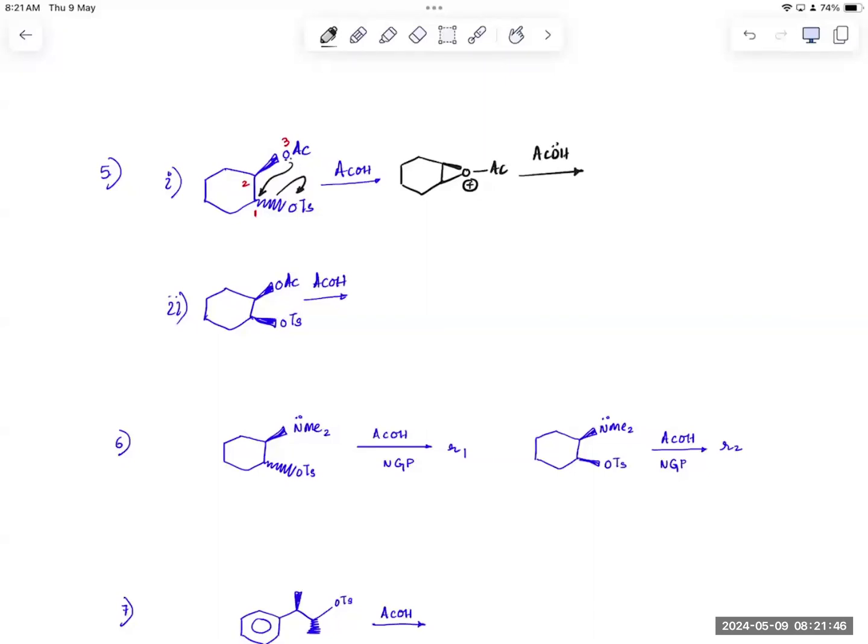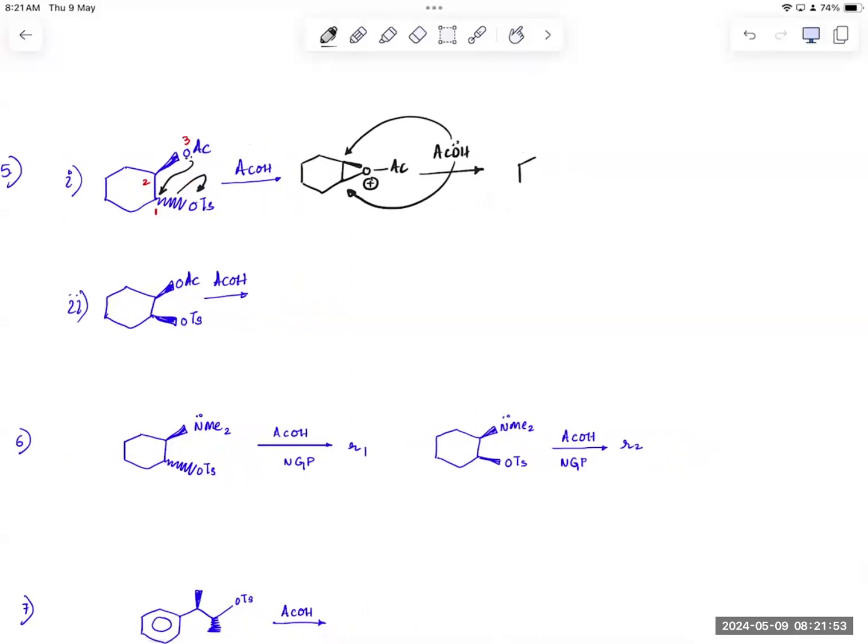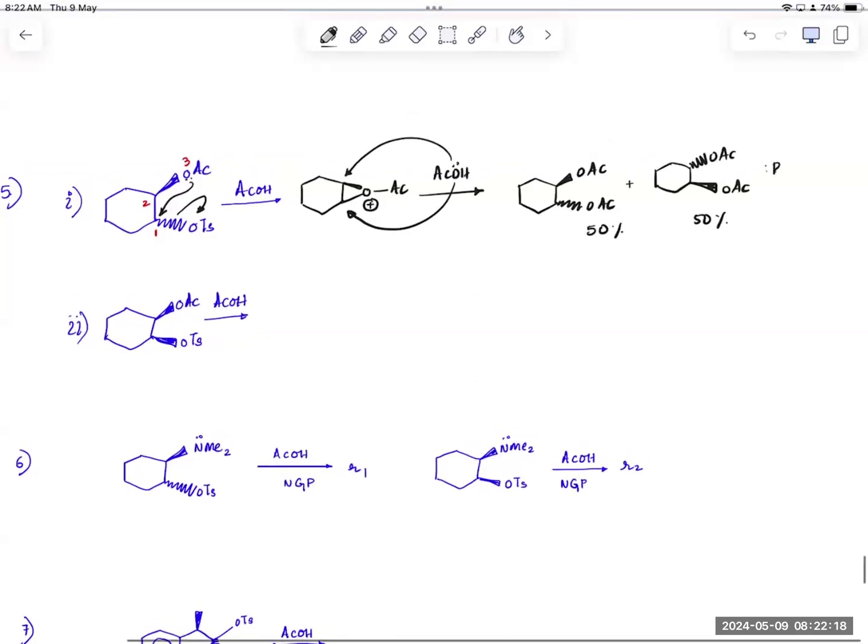Then ACOH will attack either on this side or on this side from the opposite direction. So therefore, the product you will have here is OAC here and another OAC here, or OAC could be inside here and OAC could be outside here. The chances of getting both are 50-50%. So this is the racemic mixture.